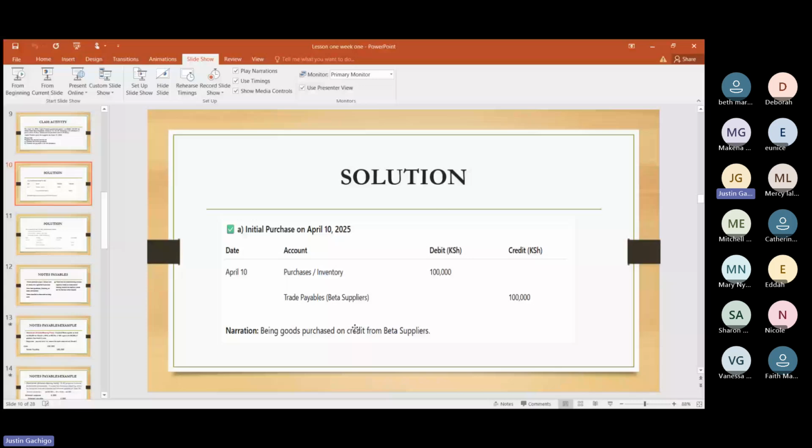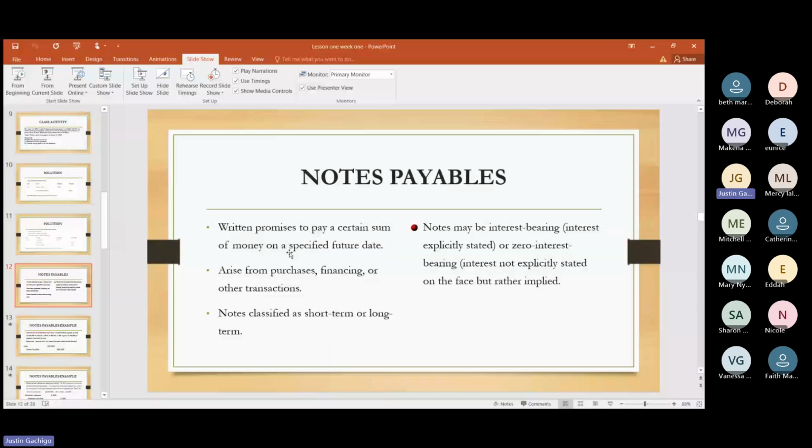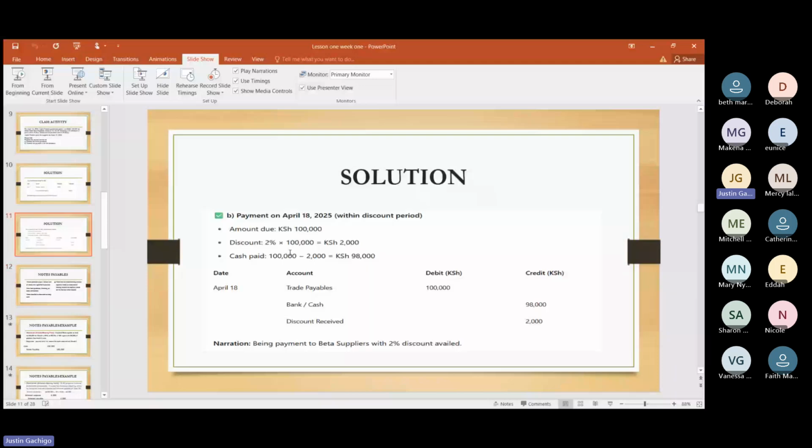So that is the solution for that question. Then, remember this is for the initial purchase. Then when you are told to record the payment, this payment is with a discount. So the first thing you need to do is calculate the discount.